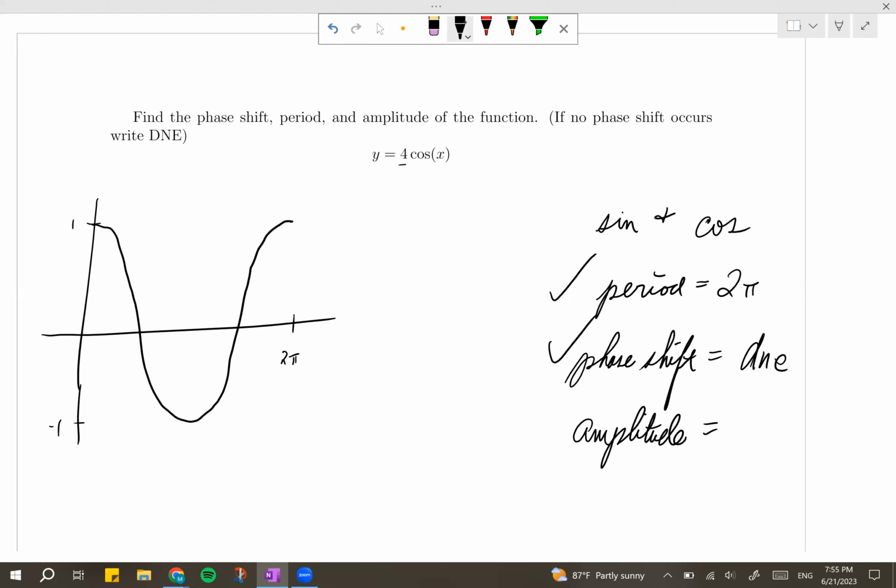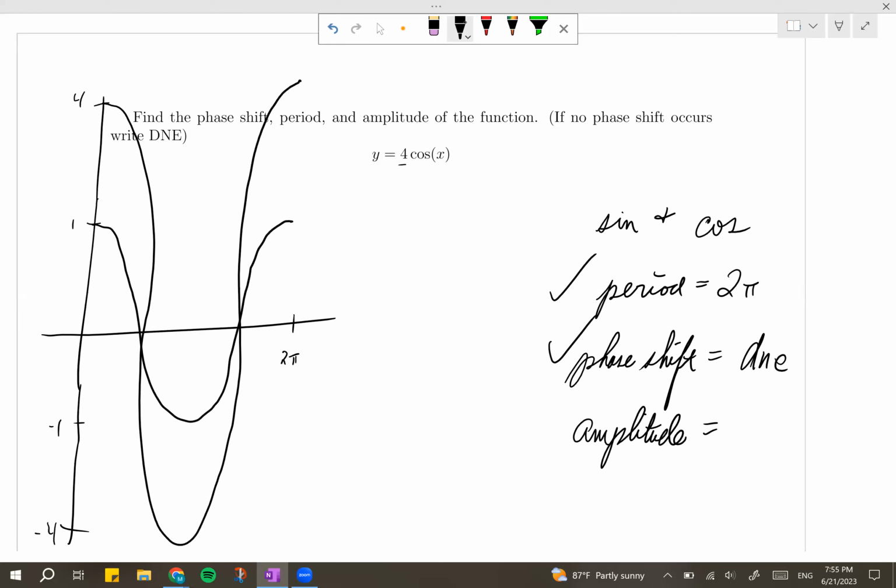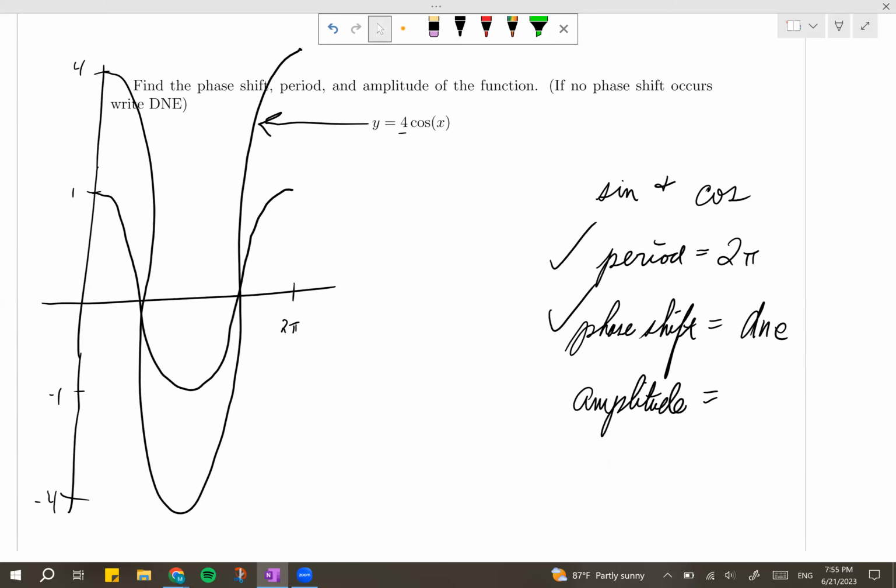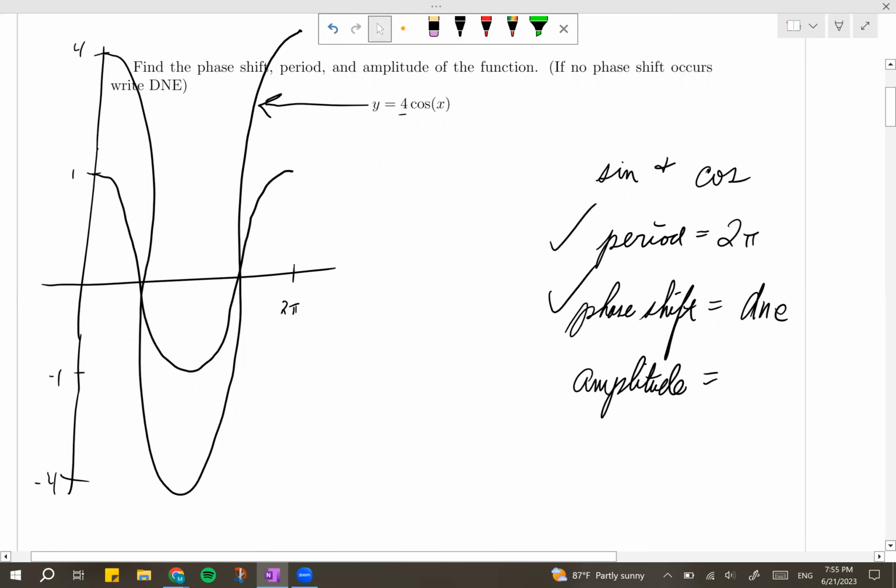Right? But this times 4 means I'm going to multiply by 4. So 1 will go to 4. This -1 will go down to -4. So my amplitude changes. It'll look something like this. This is what this graph looks like in a rough way. You can plug it in Desmos to see what it actually looks like prettier. So my amplitude is 4.